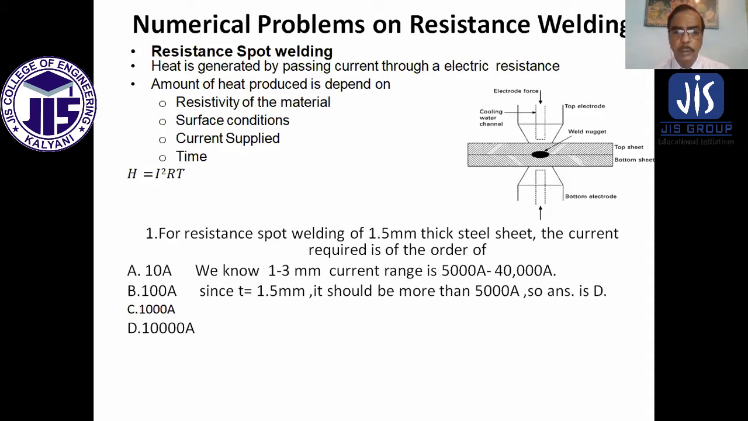Question number 1: for resistance spot welding of 1.5 millimeter thick steel sheet, the current required is of the order of A) 10 ampere, B) 100 ampere, C) 1000 ampere, D) 10,000 ampere. Which one is correct? We know that for 1 to 3 millimeter thickness of plate, the current required is between 5,000 and 40,000 ampere. Since here T is 1.5 millimeter, it should be more than 5,000 ampere. So the answer is D, 10,000 ampere. Normally you will see that a minimum of 10,000 ampere is required for a plate thickness of 1 millimeter.